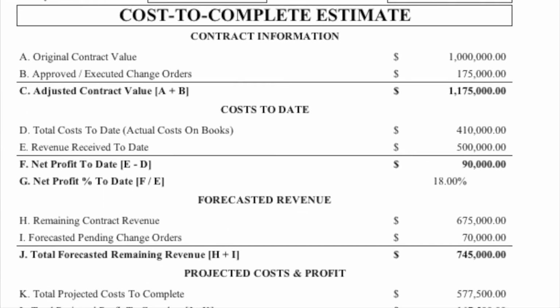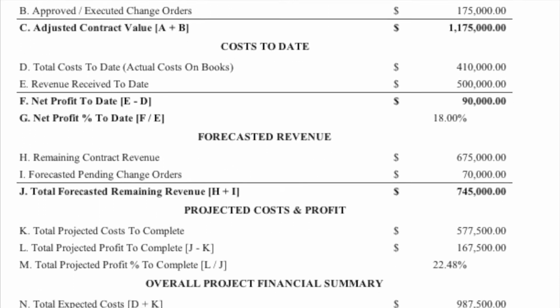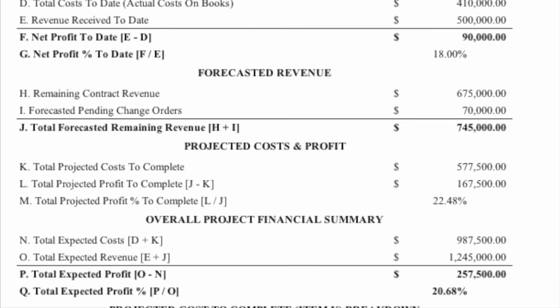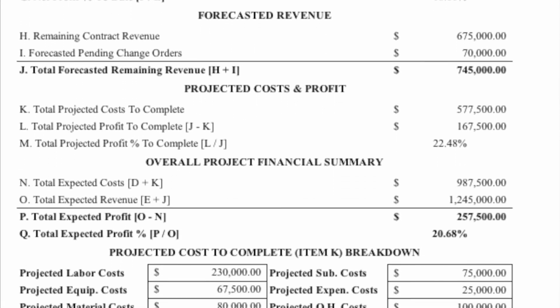This tab is a duplicate of the summary tab we've been referencing, but it's in a much cleaner format. Simply add a company logo and you'll be able to print out a clean, simple cost to complete report on your own letterhead.